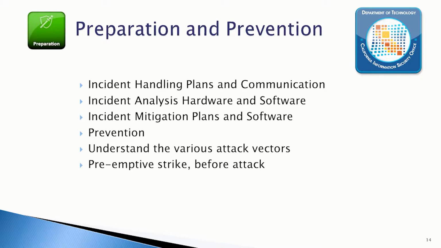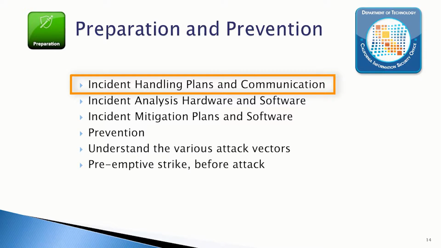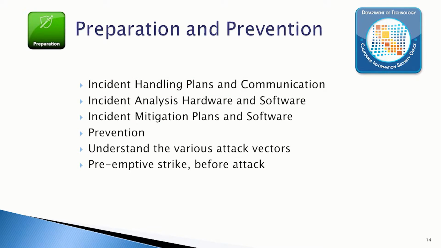In preparation and prevention, the 6 bullets listed there are summarized, and as we walk through each one of these, you'll see that there's a whole life cycle. Again, keep in mind that some of these steps may not apply depending on the type of incident you're reporting. So the incident handling plans and communication: as you saw on the previous slide, we have 9 types of incidents that fall into categories, and there should be at least a plan of how to handle each type of those 9 incidents. And that plan would include a communication plan when those incidents occur.